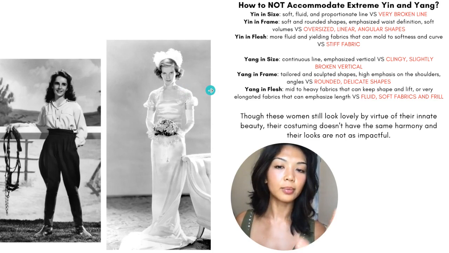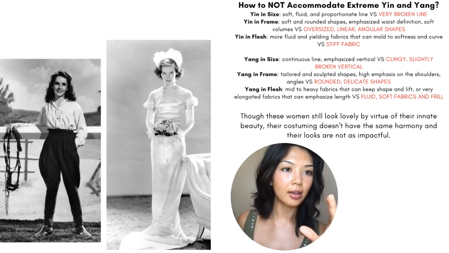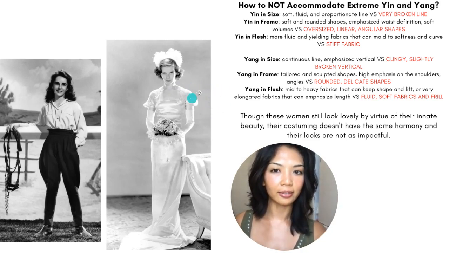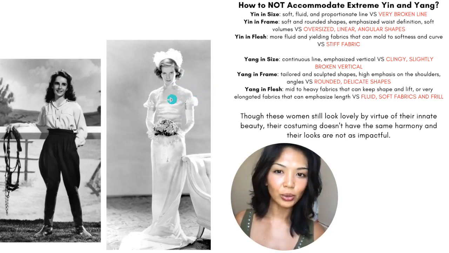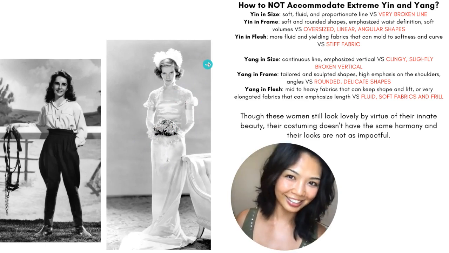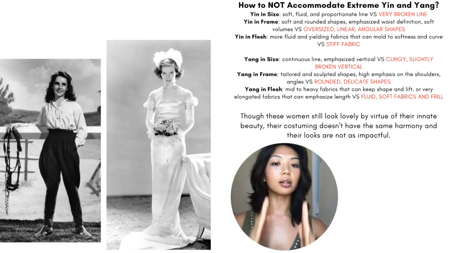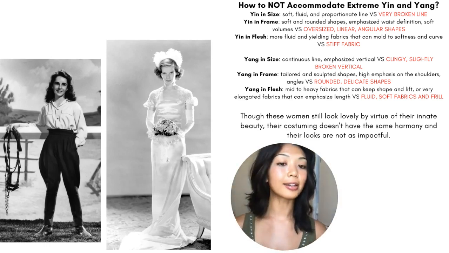Now, how not to accommodate a dramatic. First, we have a more clingy, slightly broken vertical line, because we just have so many different aspects and levels. We have a contrast at the shoulders, little frilly sleeves, gloves, the hat. It's just really disrupting that strong architectural quality of her body.